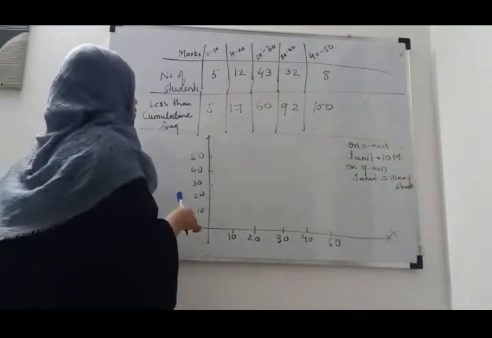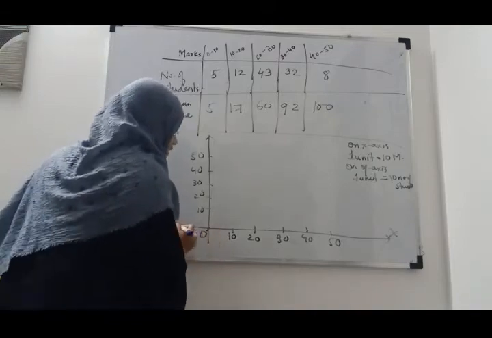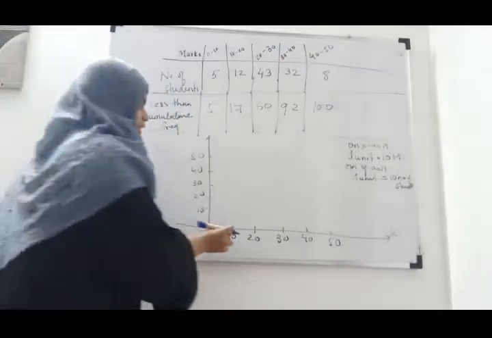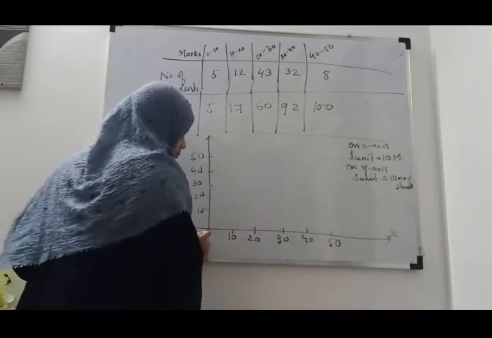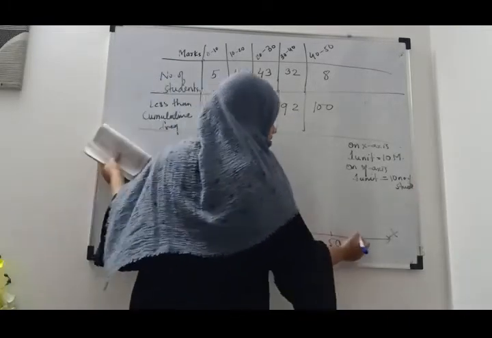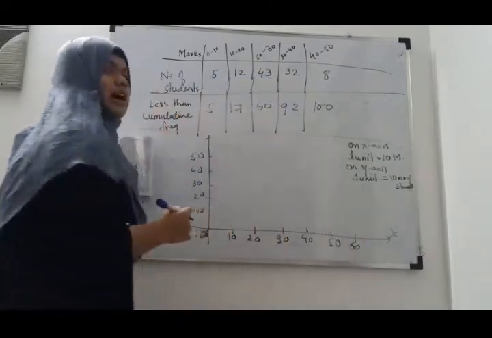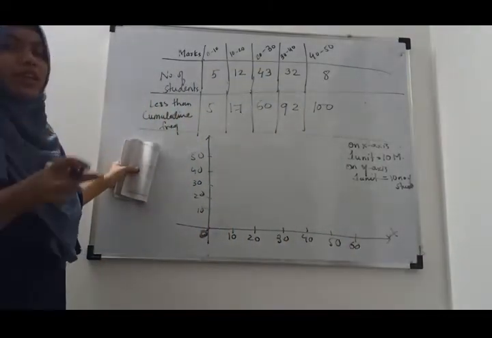Alright, now for here it will be 0, right? Because each class having the weight 10, therefore we will take 0 here as a preceding class and here the succeeding class will be 60. Why do we take it like this? To make that figure closed.